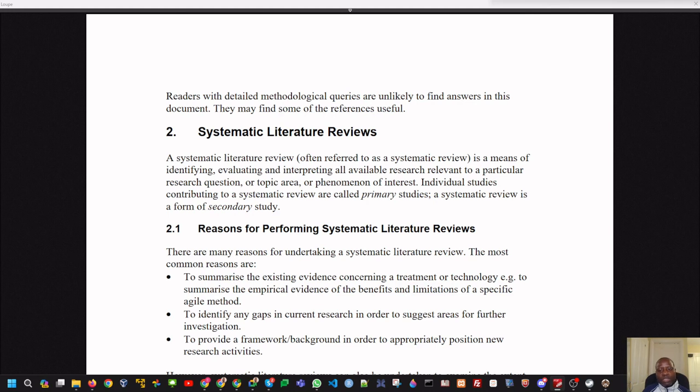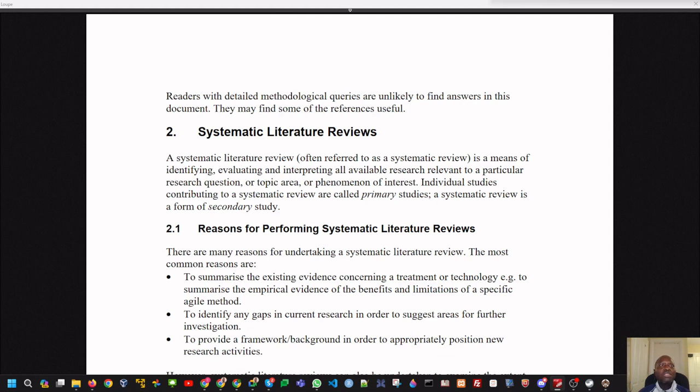So sometimes you want to position your research activity or project within some kind of background or context, or within some kind of framework. So you may do a literature review on that. So he's summarizing that well.